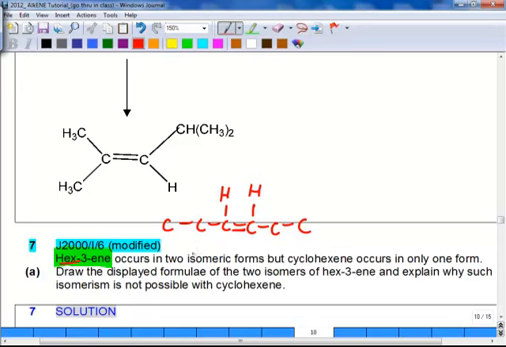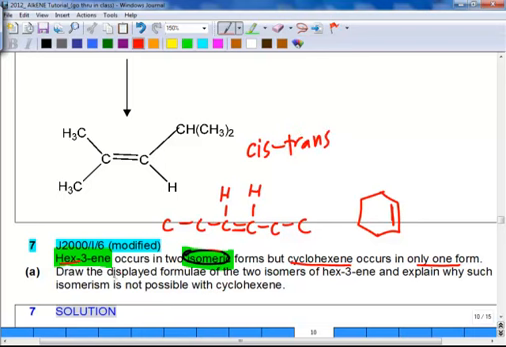But they say it occurs in 2 isomeric forms, but cyclohexene occurs only in 1 form. So based on this, what type of isomers do you think they are referring to? Very good. Must be cis-trans, right? Over here they say draw the displayed formula of the 2 isomers and explain why such isomerism is not possible with cyclohexene. That means if it is a ring and double bond, can it exhibit cis-trans?